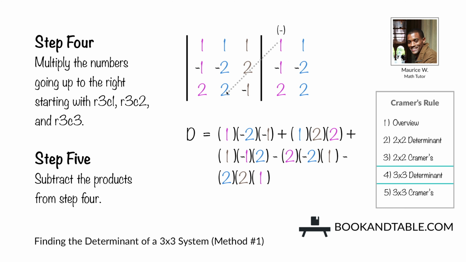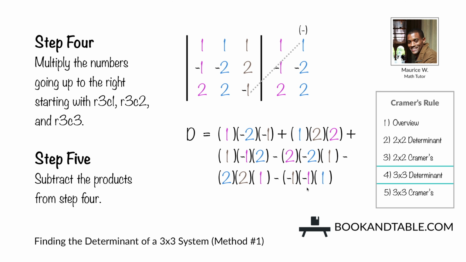And when we multiply going up to the right, go up 1 row, go over 1 column for each one. We get 2 times 2 times 1. And we place a minus or negative sign in front of it. And now we multiply the numbers going up to the right, starting with row 3, column 3. So the third row, third column, so that would be -1. Going up to the right means we're multiplying -1 times -1 times 1. And we want to place a minus sign in front of it.